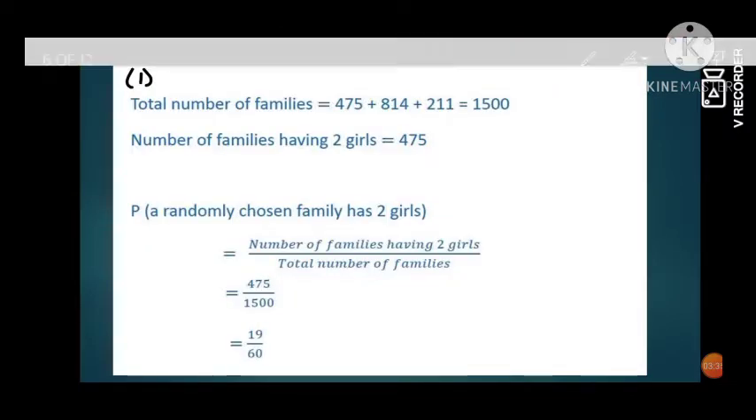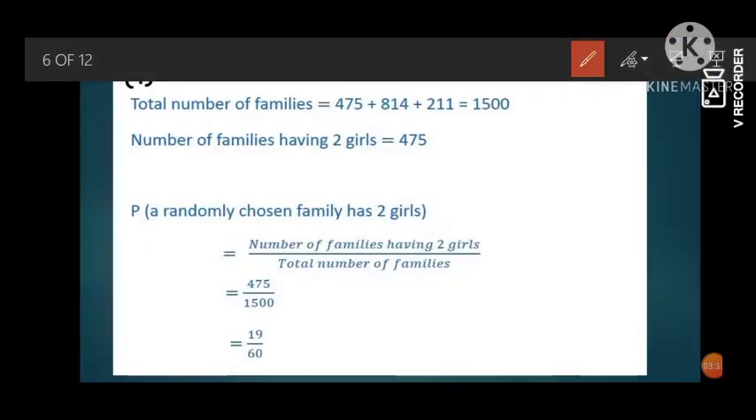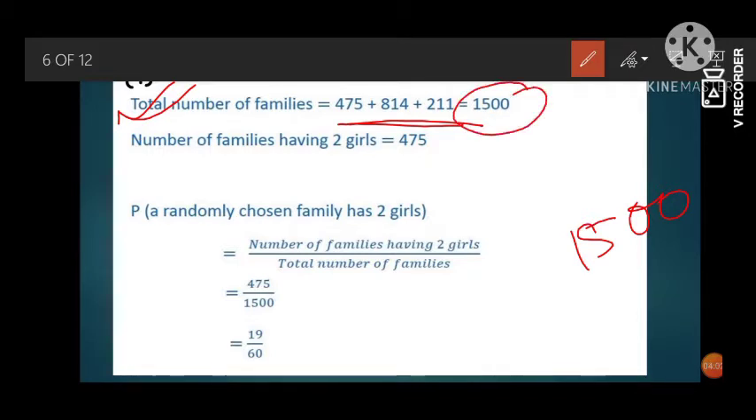The first subpart. First we will find the total number of families. In the question it is already given that the total number of families is 1,500. And we can check it by adding the total number of families. That means the families having 2 girls, the families having 1 girl and the families having no girls. If we add all these families, then we will get 1,500. So the total number of families is 1,500.